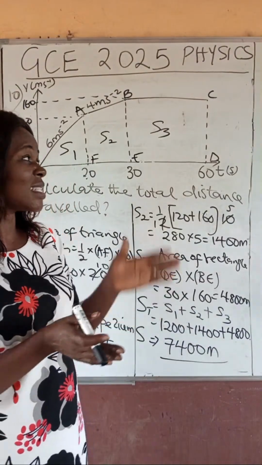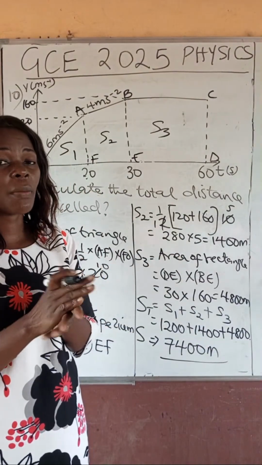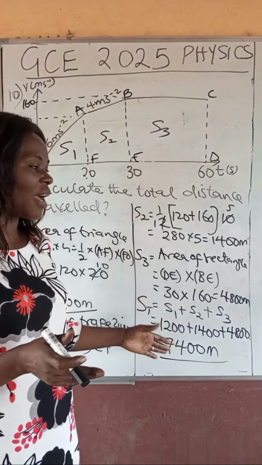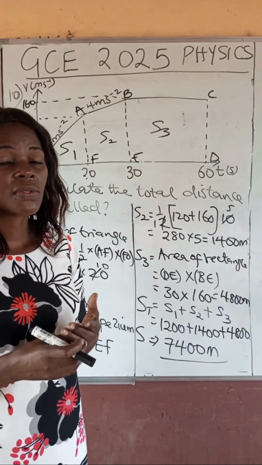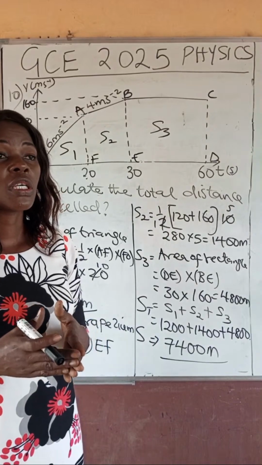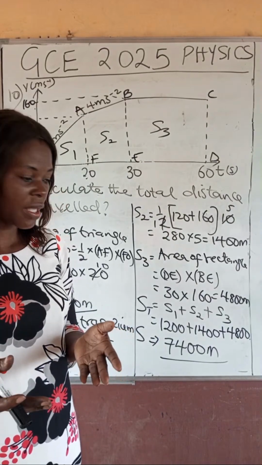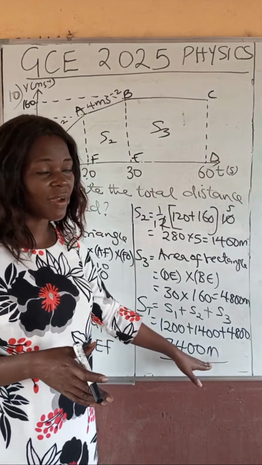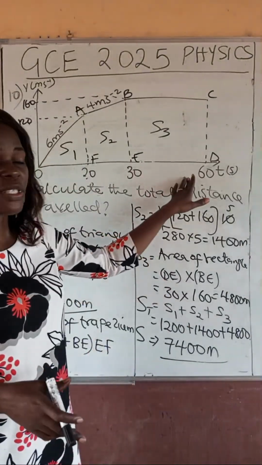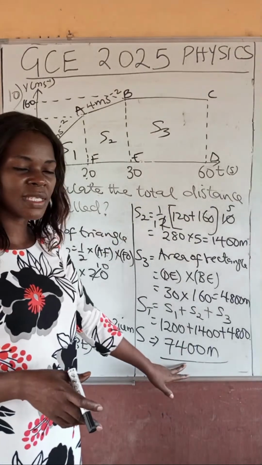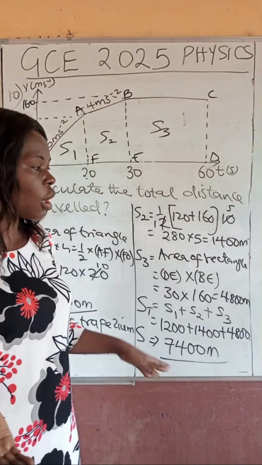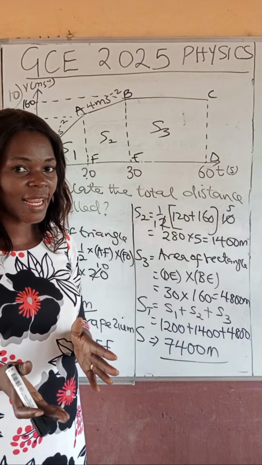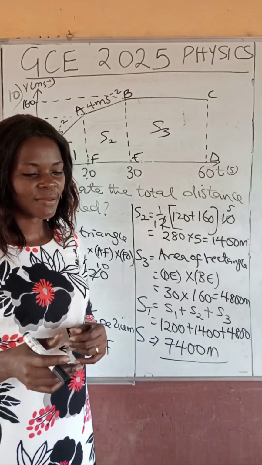Is that clear? So this is how to solve problems under this. They can even ask you to find the total speed. Know that speed is distance over time. This is the distance covered. Then the time from here to here is 60 seconds. When you divide the distance by 60, you get the average speed covered for this journey. Is that clear? Do you understand? Right.